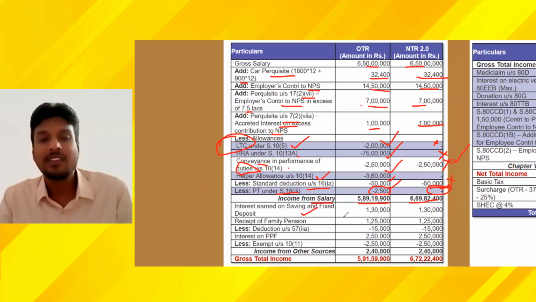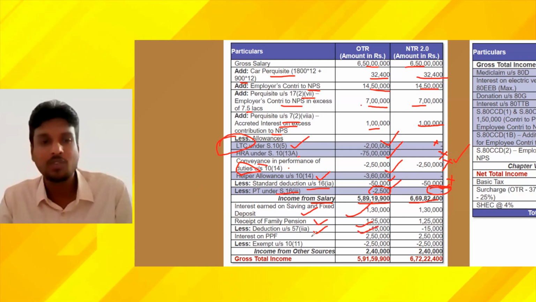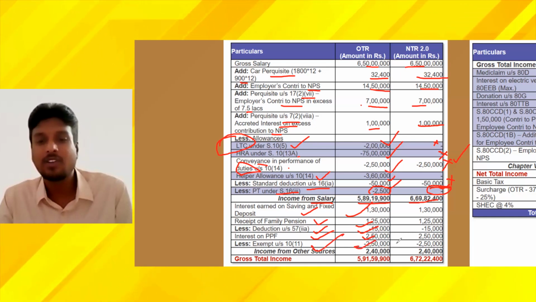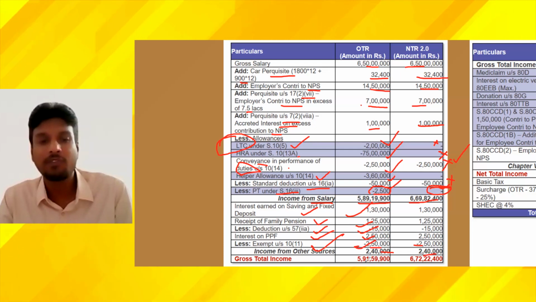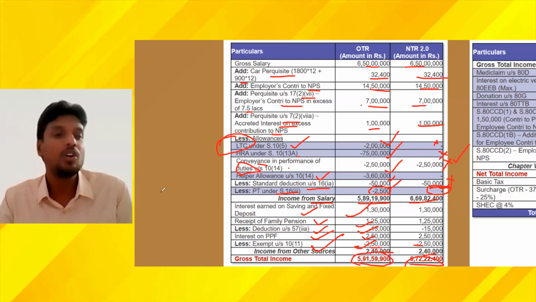Interest earned on savings and fixed deposit, add for both. Receipt of family pension, add for both. Deduction under section 57(2)(a), deduct 15,000. Interest on PPF, add. Less exempt under section 10(11), deduct. So both these exemptions are available for both. This is income from other sources of 2,40,000. So gross total income will become 5 crore 91 lakh and 6 crore 72 lakh.